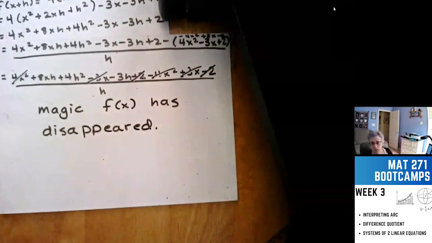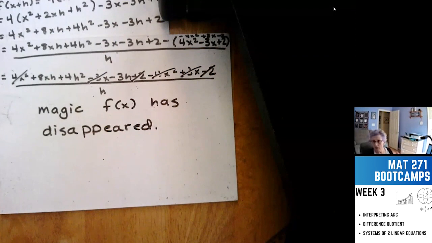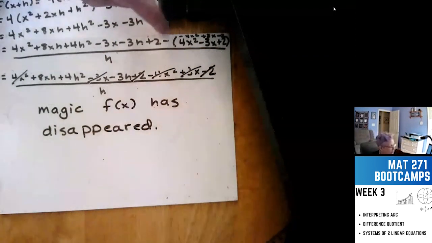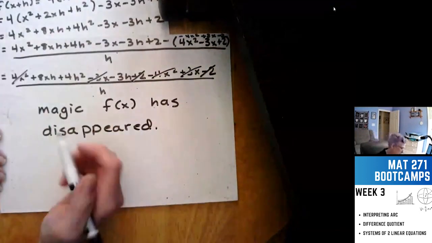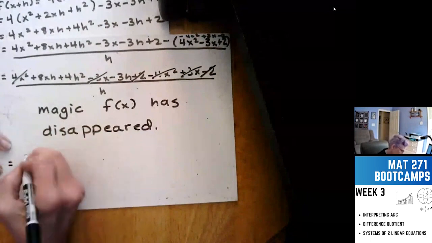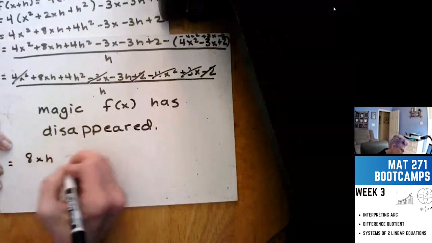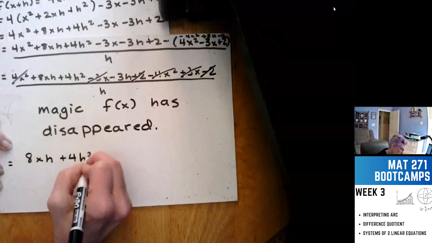If there is no magic, then you know that you did something wrong. And chances are what you did wrong was right here with the parentheses and the minus sign. So the magic should always happen. The f of x should disappear. And then everything left will have an h in it.